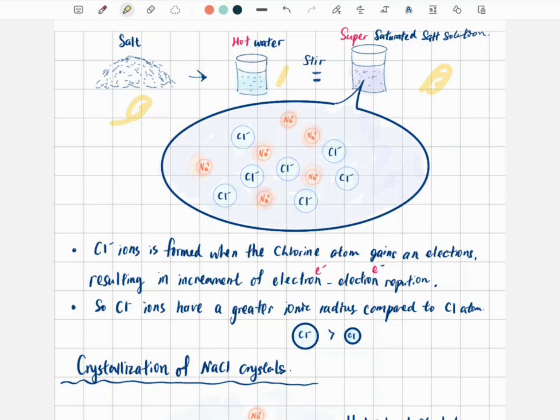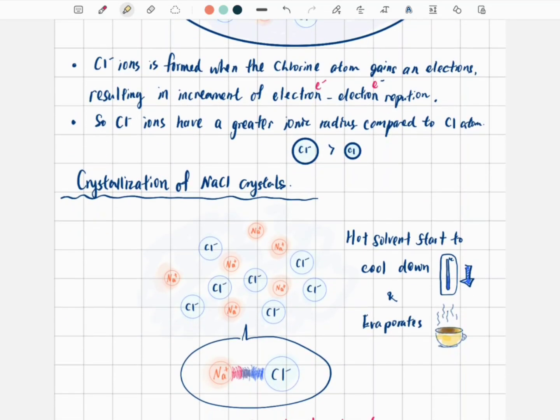The chlorine ion is formed when the chlorine atom gains an electron, resulting in an increment of electron repulsion. This explains why chloride ions have a greater ionic radius compared to chlorine atoms, and it's vice versa for the sodium atoms and sodium ions.